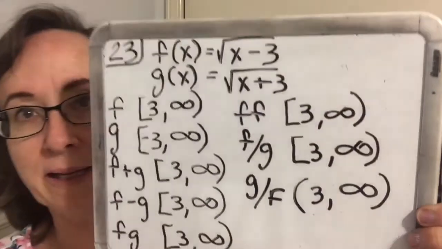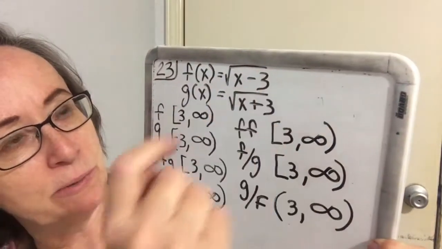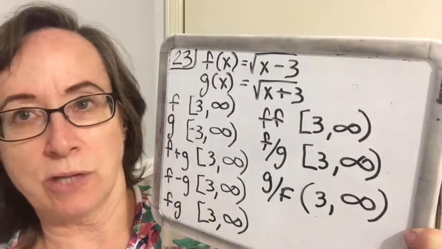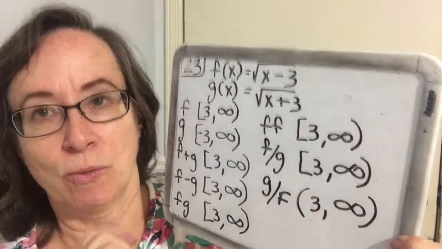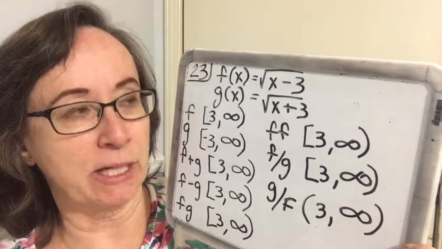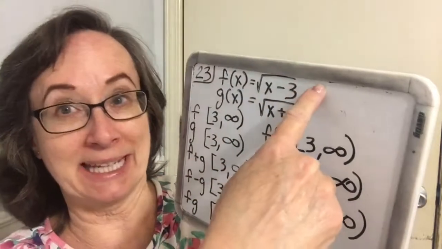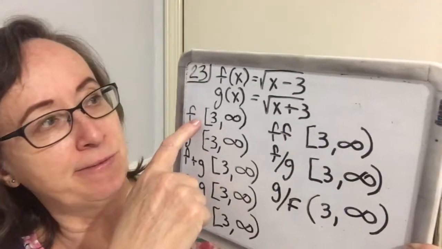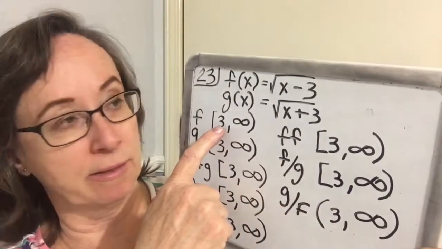Okay, so now we're going to do 23, and we're talking again about domains. And we have a square root of x minus 3 and a square root of x plus 3 that we're going to talk about. And when we're talking about domains, remember the radicand, what is underneath the radical, cannot be less than 0. It could be equal to 0, but not less than 0. So we have to figure out what would make it equal to 0, in this case 3. And so f is going from 3 all the way to infinity with the 3 included.